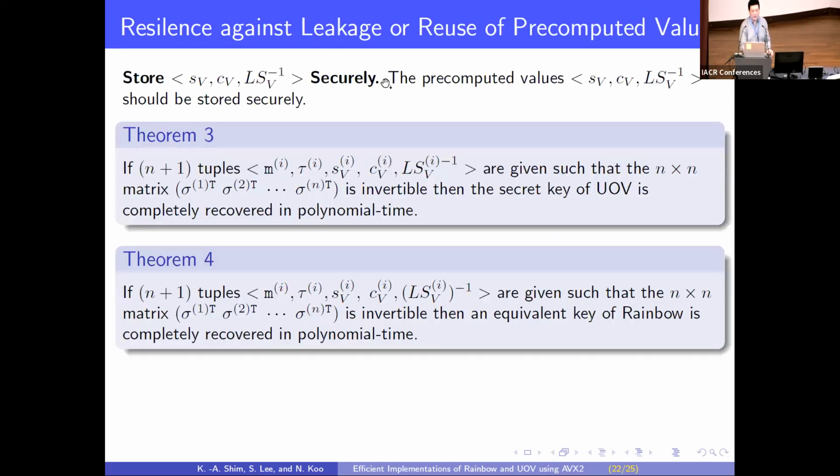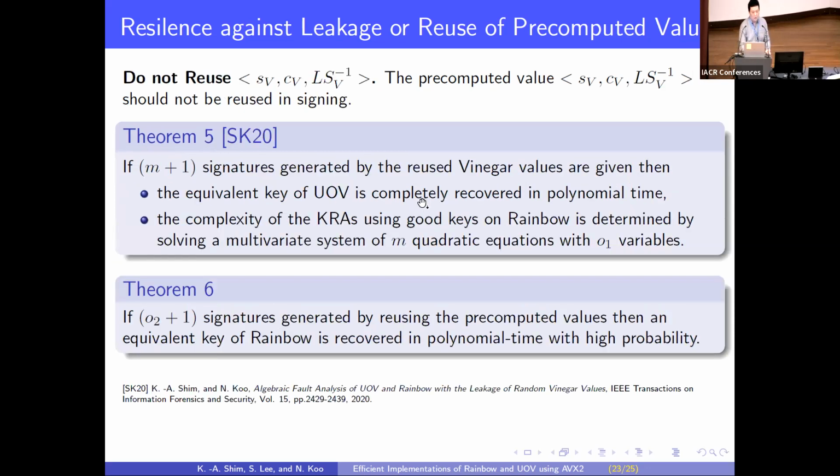It's clear that pre-computed values should be stored securely. If they are not stored securely, then we show that the secret key of UOV is completely recovered in polynomial time. And pre-computed values should not be reused in signing. If they are reused, we can recover an equivalent key in polynomial time with high probability.